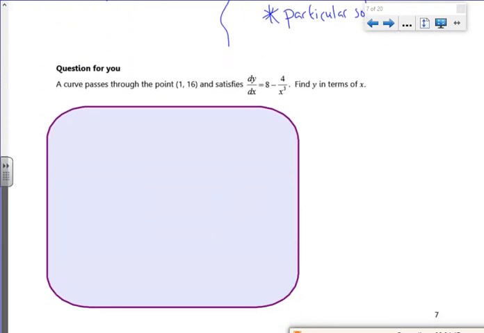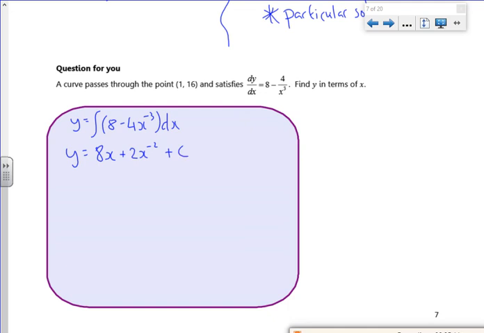So there's one for you to do. So see if you can beat me to it. That's going to be minus 4 x to the minus, that's going to be plus 2 x to the minus 2. Plus C, it'd be minus 4 over minus 2. So that's my general solution. And then I'm going to use 1, 16.